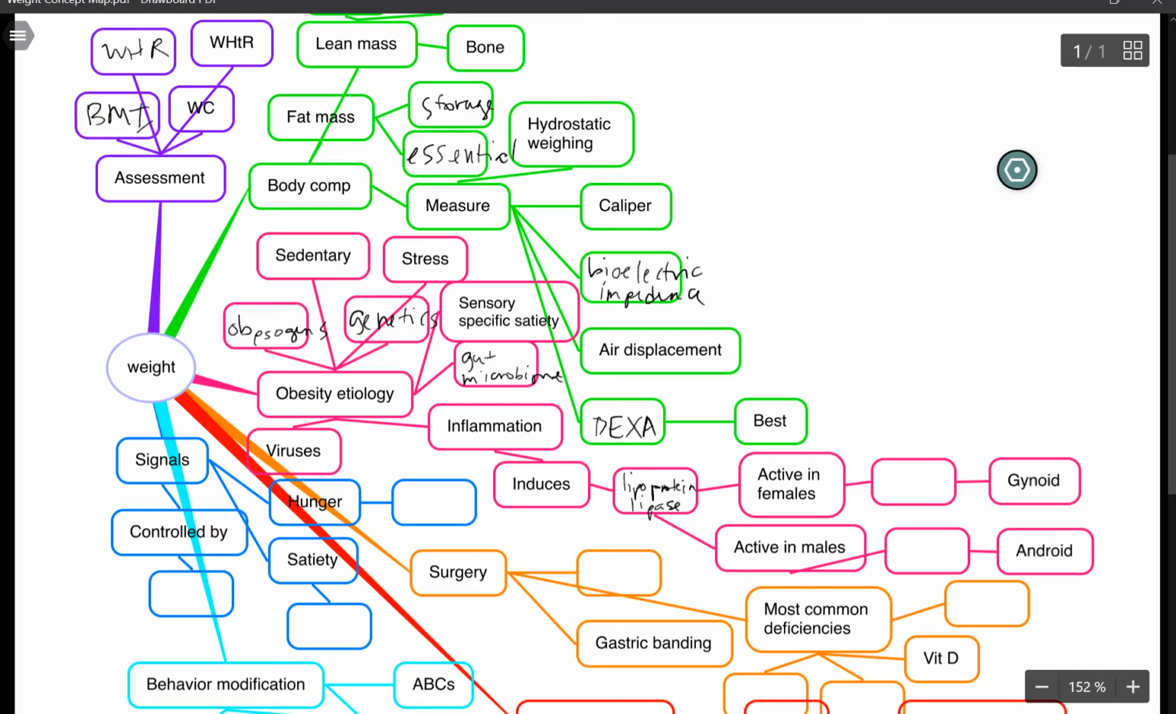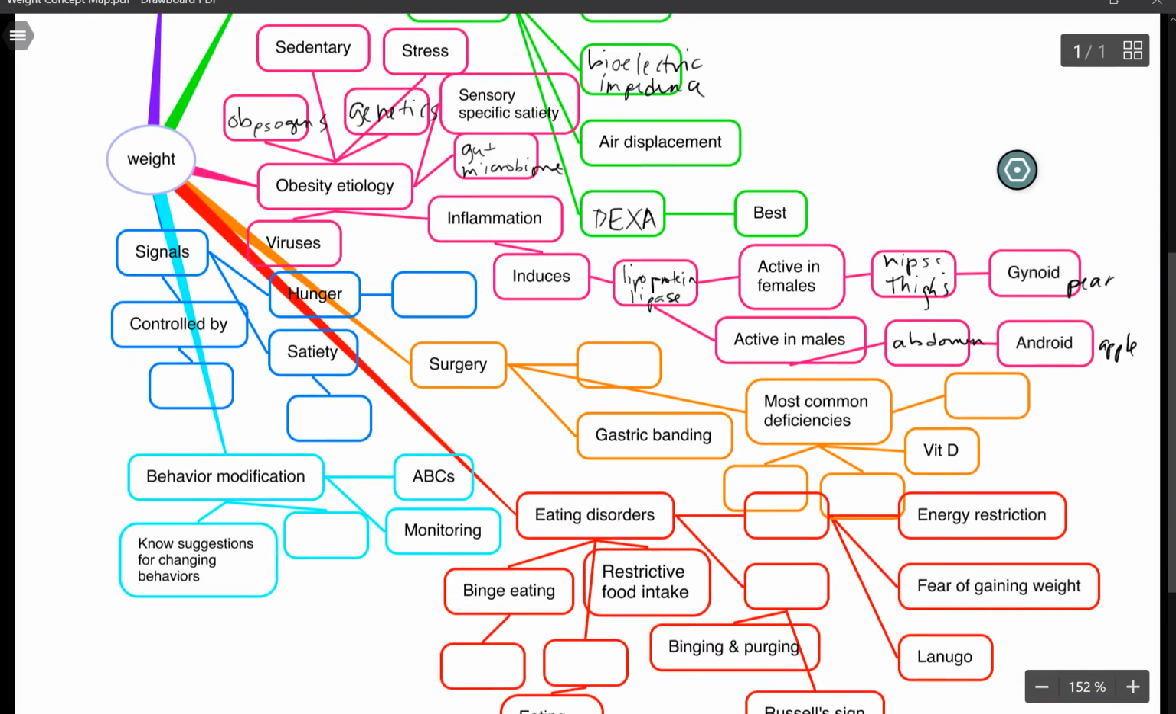Females have more lipoprotein lipase that's active in the hips and thighs. That's why they're more likely to store more fat tissue there. That'll give us more of the gynoid or the pear shape. Whereas males have more lipoprotein lipase that's active in the abdomen, which gives them the android or apple shape. It all has to do with how active our storage enzyme of lipids is in that particular area.